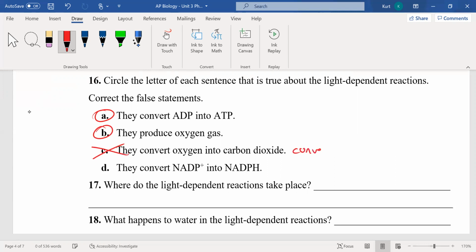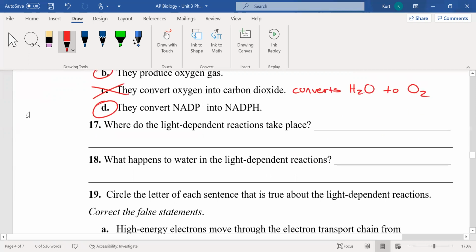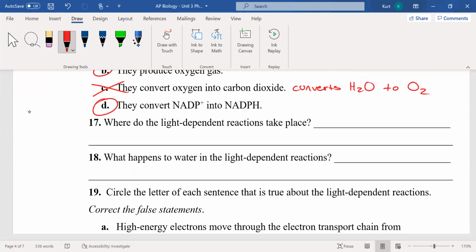It converts H2O into what? Oxygen. The oxygen that we inhale came from water thanks to autotrophs. They convert NADP plus into NADPH. Correct. Where do light-dependent reactions take place? Thylakoid membrane. What happens to water in the light-dependent reactions? It is broken into oxygen, hydrogen ions, and electrons.